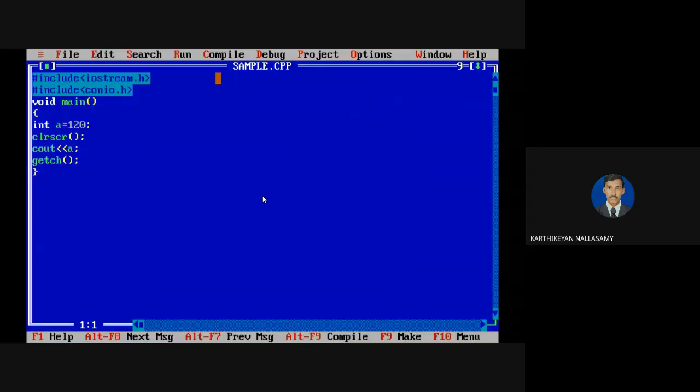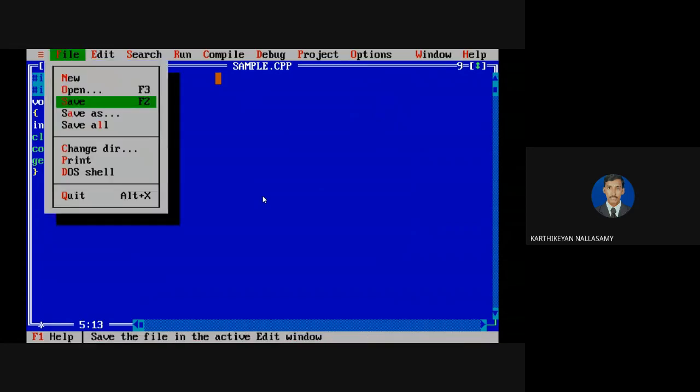I told you that it is a signed integer, so I'm going to represent minus 32,760. That is the range, 2 power 15 minus 1, which is the maximum value. It will work. Sorry, I'm going to run.